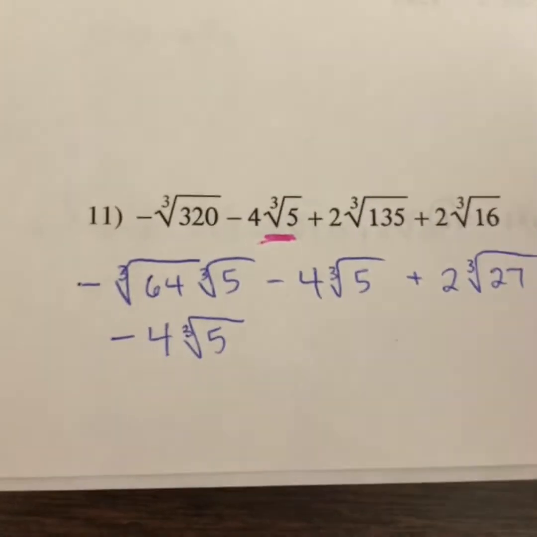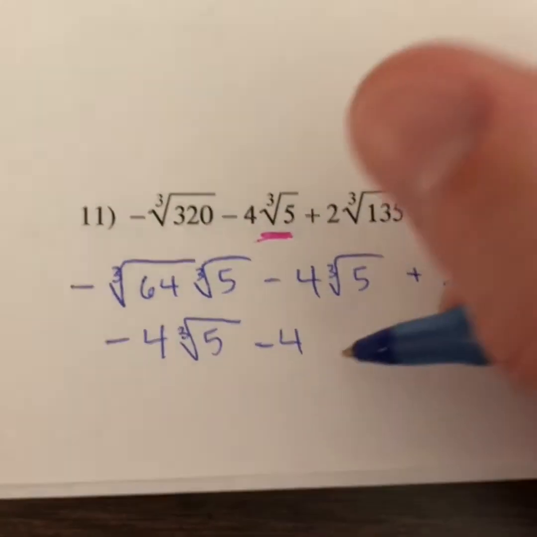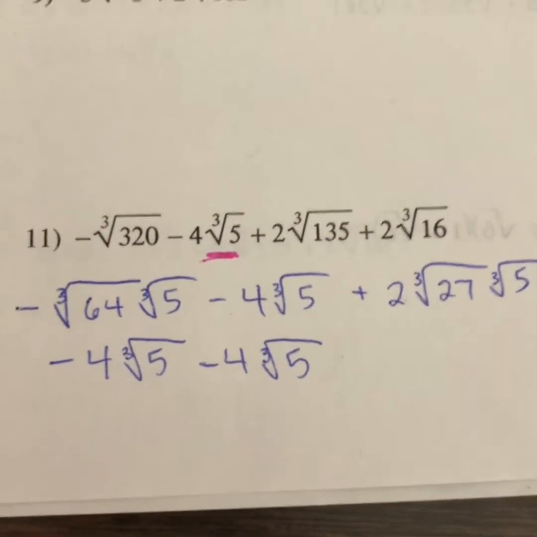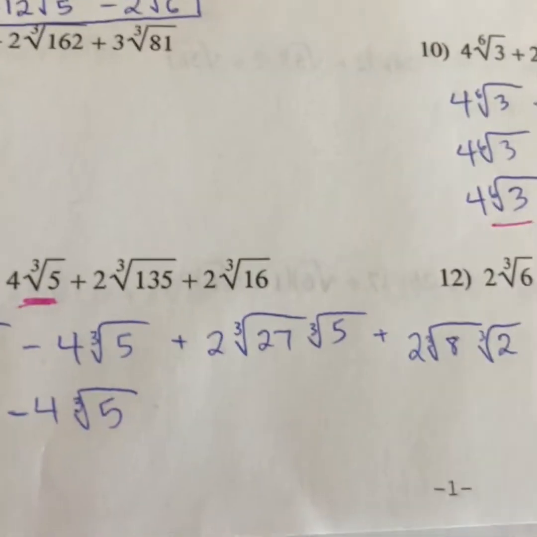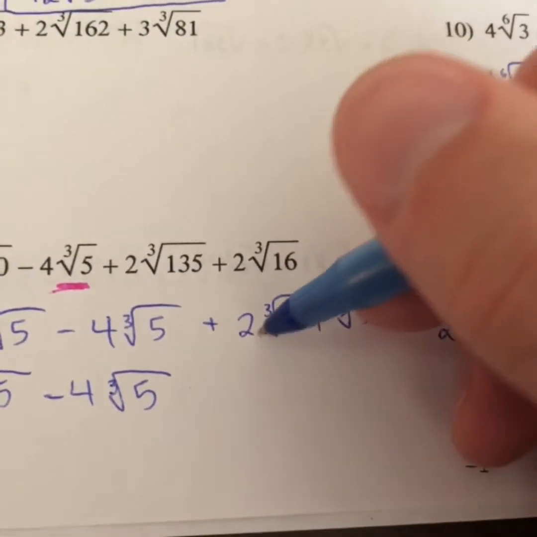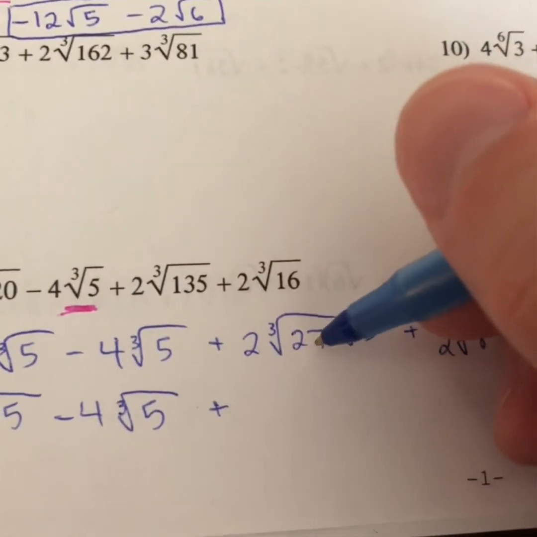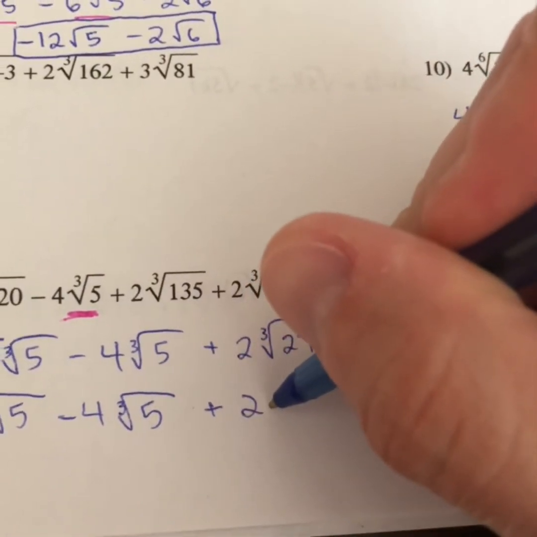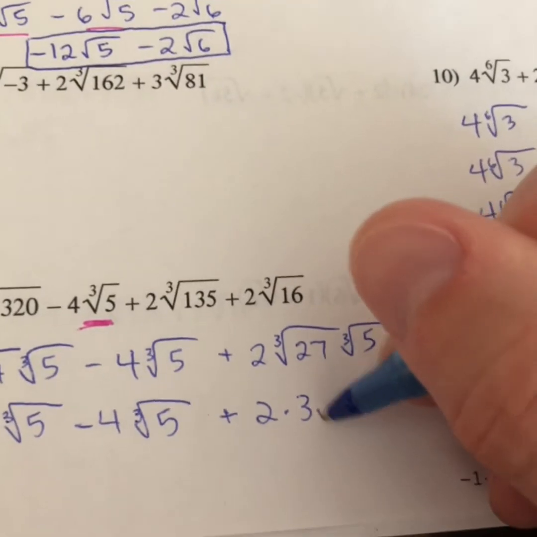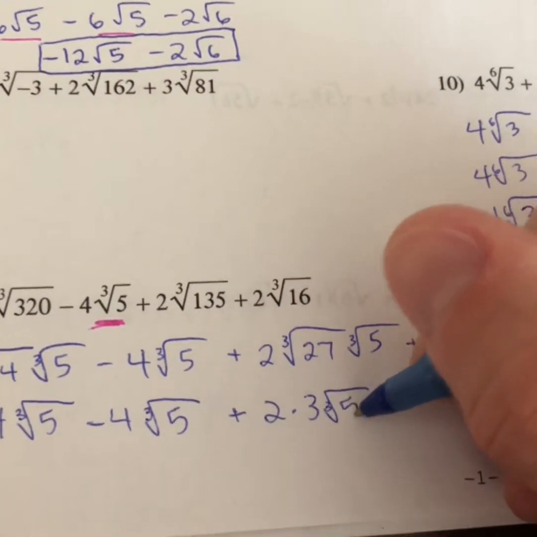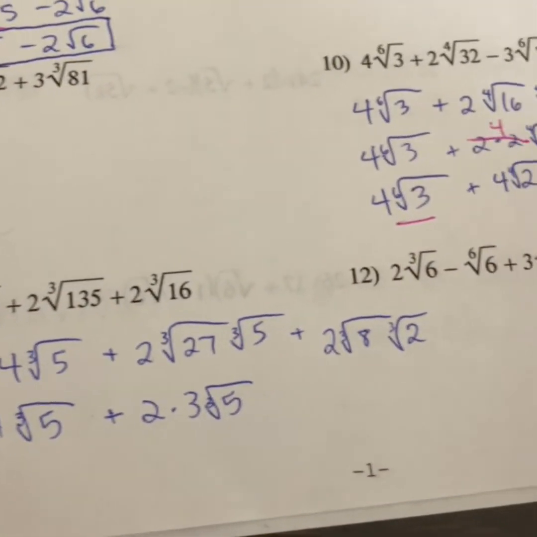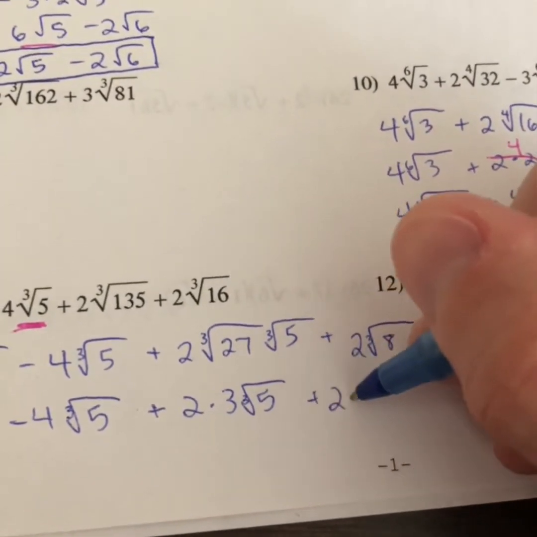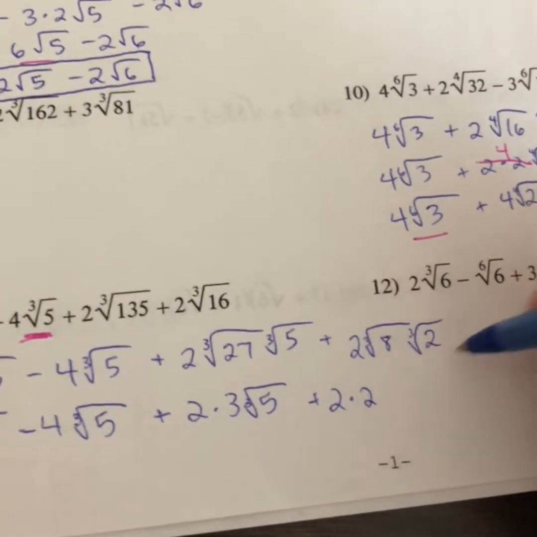Now we can combine that with the negative 4 cube root of 5 we already had. That's going to give us negative 8 cube root of 5. And then we're going to break down this one: 2 times cube root of 27. Well, 3 times 3 times 3 is 27, so that's going to be 2 times 3 times the cube root of 5.